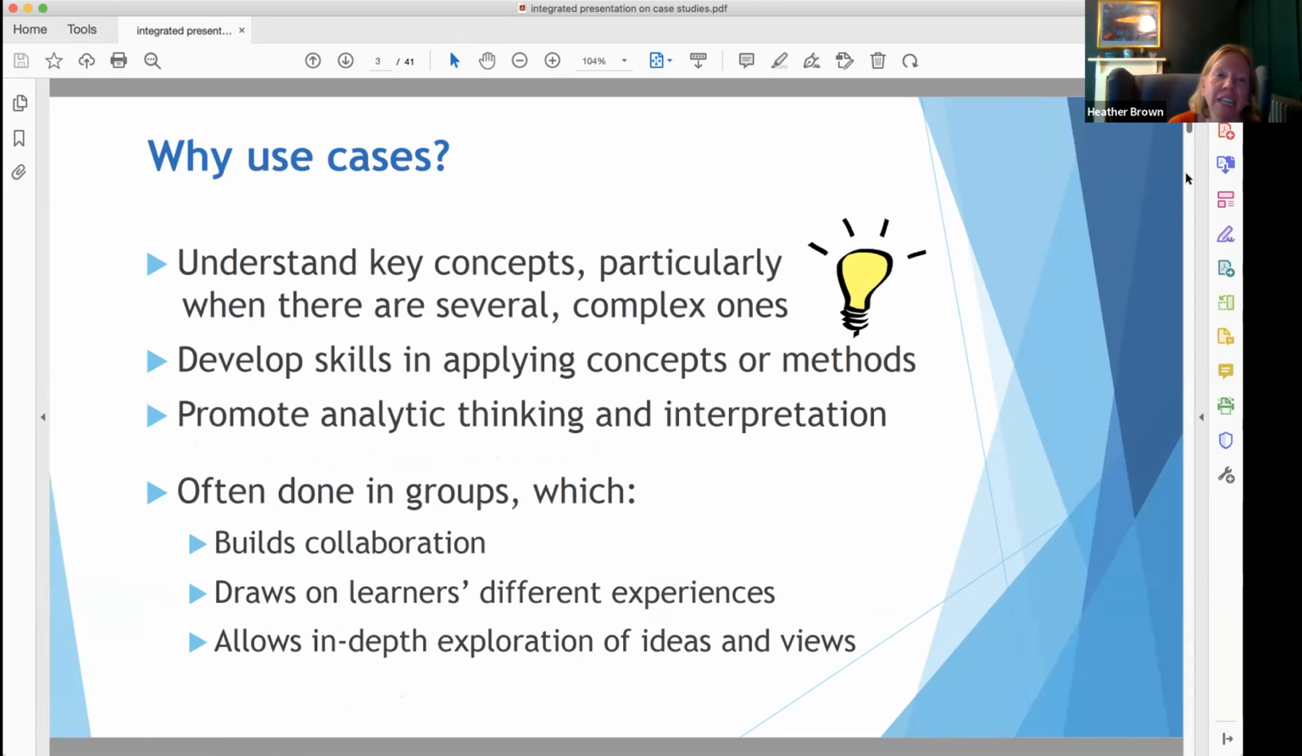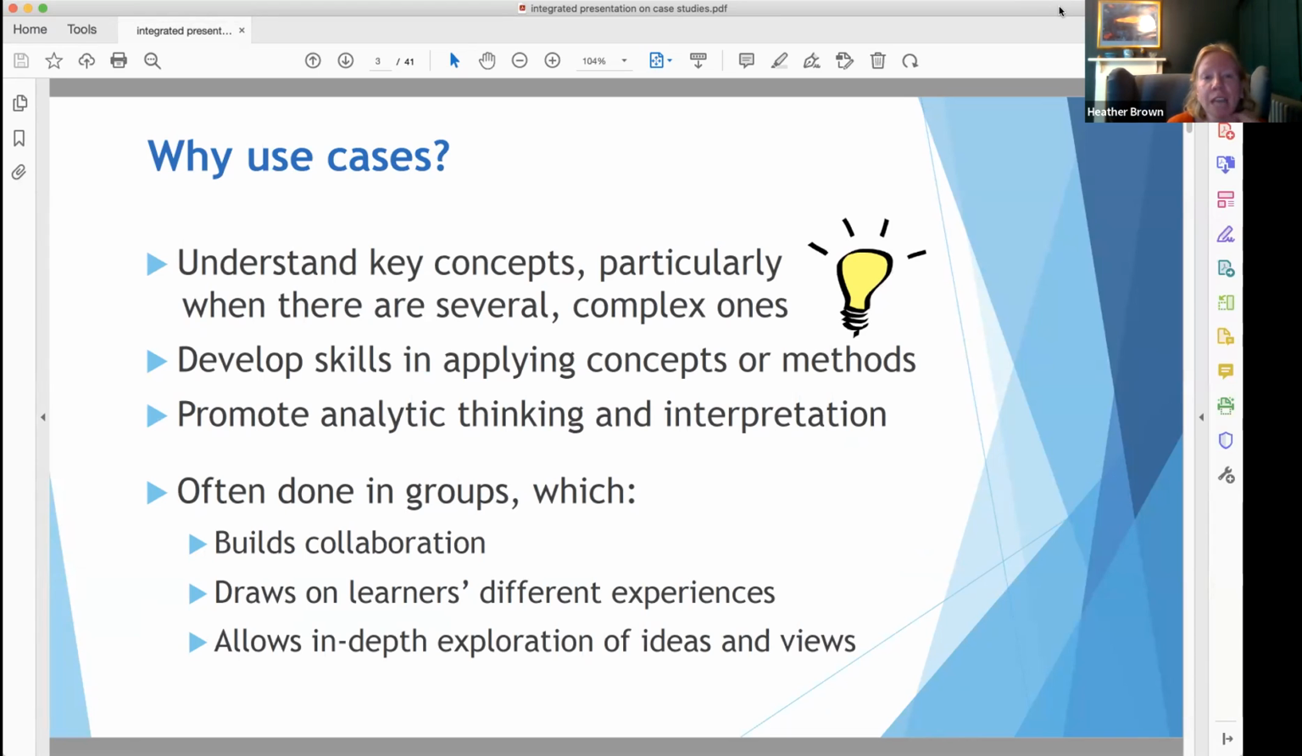So why use case studies? It helps students to understand key concepts by using real world examples, and particularly if you're looking at several theories, a case study can help show how they're all interrelated. It also helps develop practical skills. In many cases, students might understand the theory, but it's difficult for them to actually apply it. So this is a good way to have them test those skills.